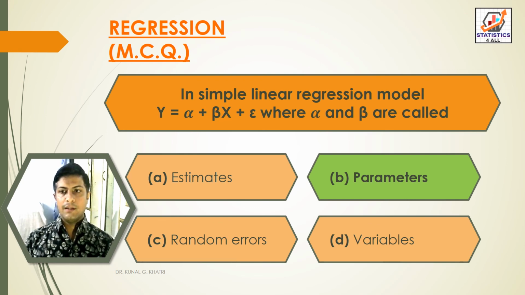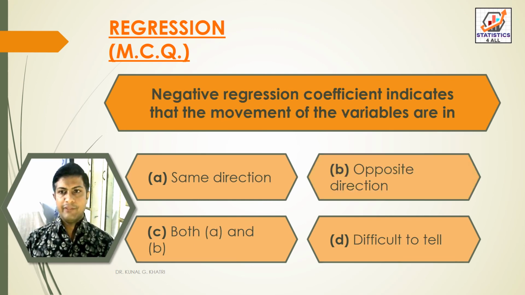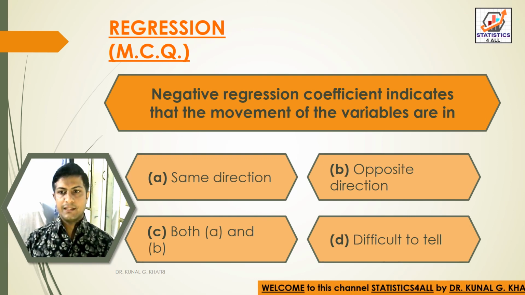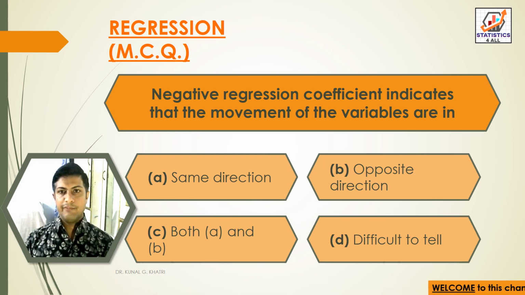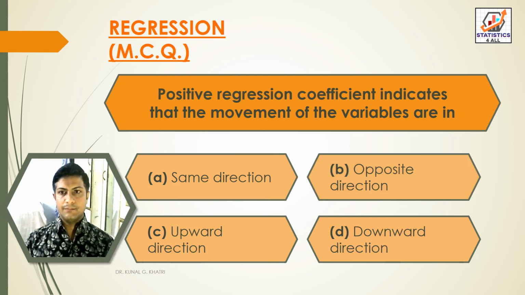Next question. Negative regression coefficient indicates that the movement of the variables are in option A same direction, option B opposite direction, option C both A and B, option D difficult to tell. So here we have answer option B, opposite direction. Negative regression coefficient indicates that the movement of the variables are in opposite direction.